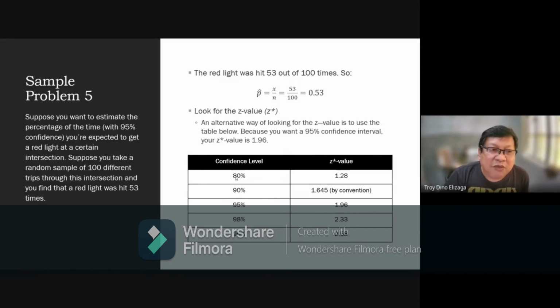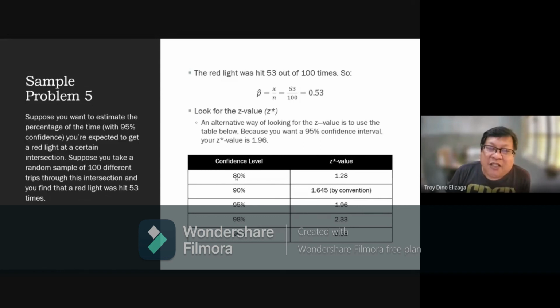So another problem: suppose you want to estimate the percentage of times, with 95% confidence, you're expected to get a red light at a certain intersection. Suppose you take a random sample of 100 different trips through this intersection and you find that a red light was hit 53 times. So the red light was hit 53 out of 100 times, so the p hat is equal to 53 over 100, which is equal to 0.53.